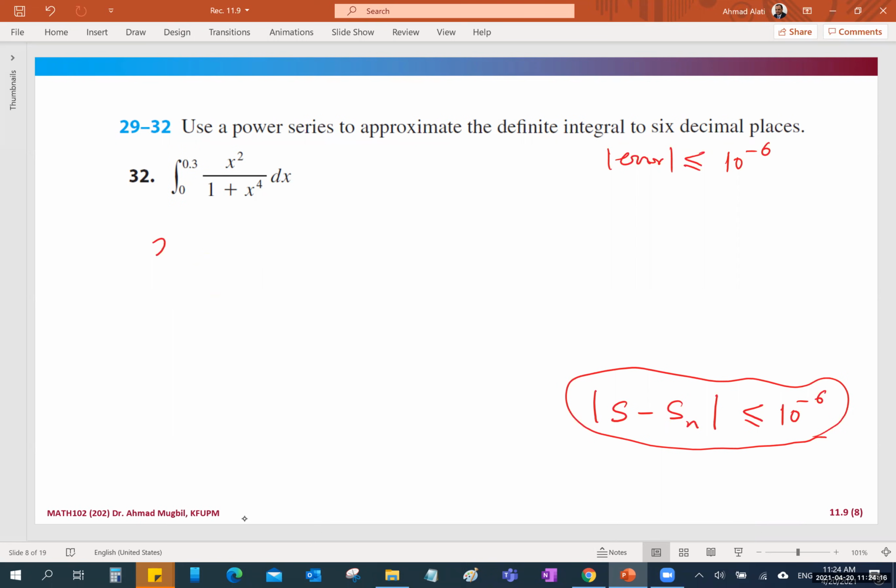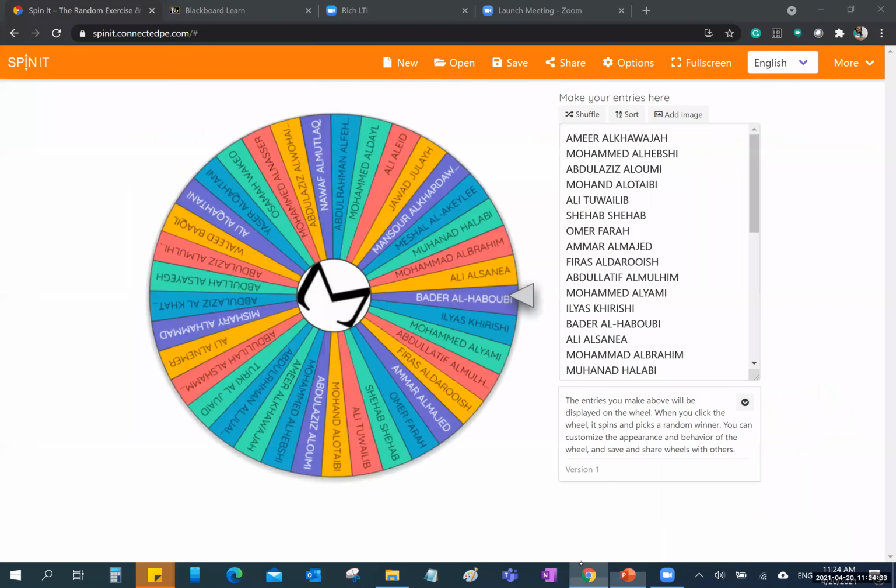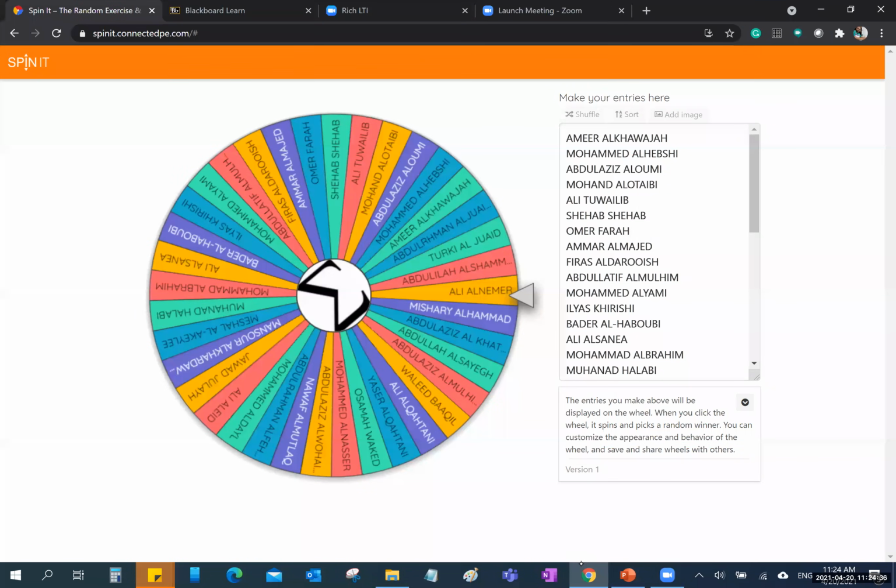So before the integral, to find the integral of this as a power series, you need to think about this one as a power series. What is it equal to? So this is equal to what as a power series? How to represent it as a power series? Let's see who is lucky to solve this question.